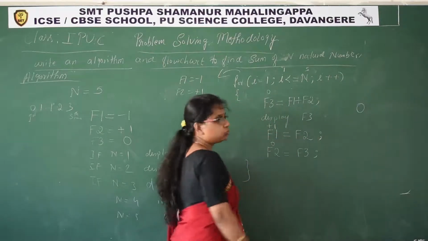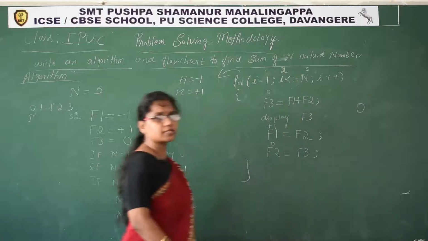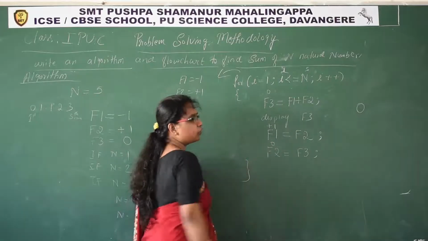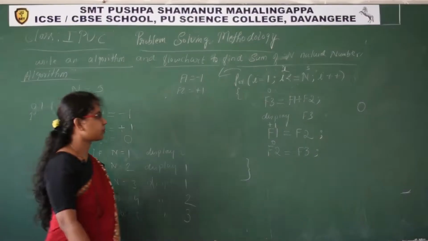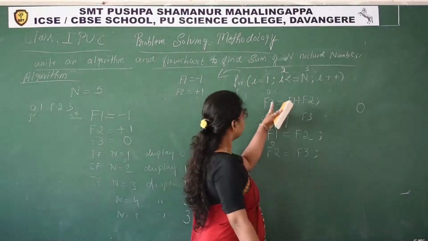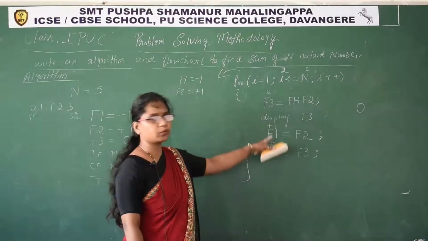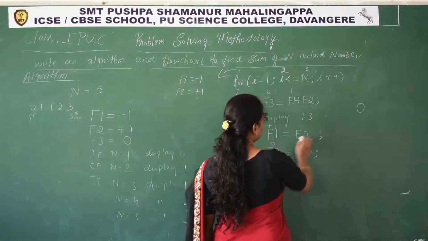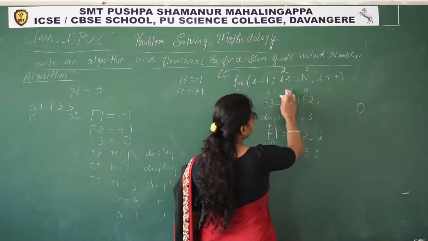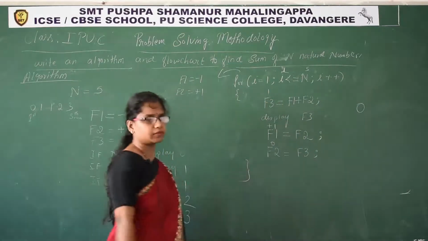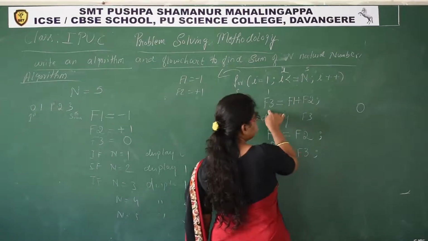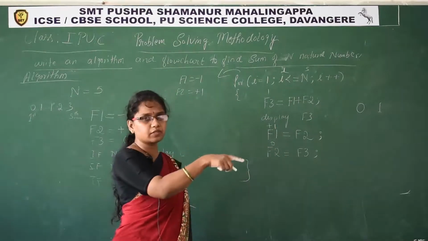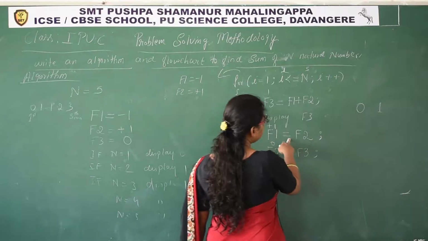Now I becomes 2. Is 2 less than 5? The condition is true. Now it enters. It has to consider the recent values of F1 and F2, which are +1 and 0. Substitute here. What is the value of F1? +1. F2 is 0. 1 plus 0 is 1. Now F3 becomes 1. After this, display F3. What is there in F3? 1. 1 will be displayed. So we displayed the second Fibonacci number.